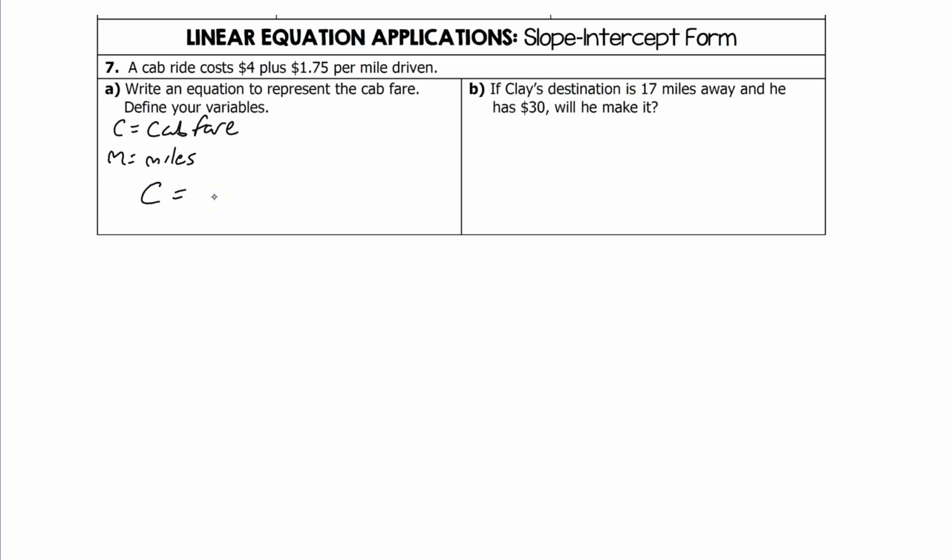Well, we know that we're going to pay $1.75 for every mile. And what else do we have to pay? You've got to pay $4 when you step in the cab. So if you look at it, this is what we have here. Our cab fare equals $1.75 times the number of miles plus $4. All right, you see if it's true for B.